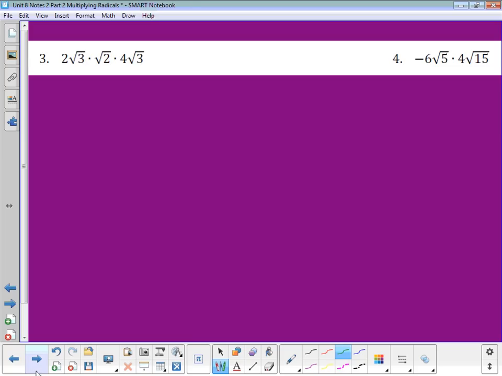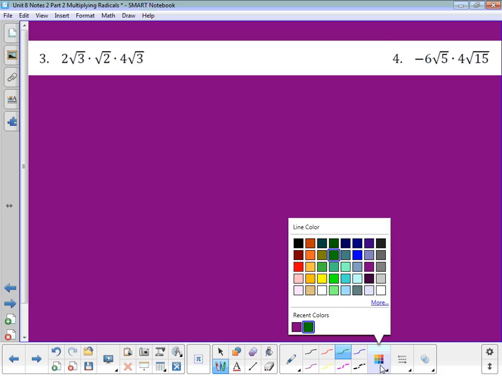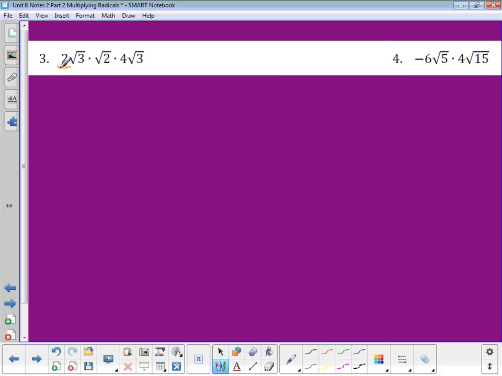All right, let's take a look at number 3. Again, we're multiplying outside of the radical and then inside the radical. To start off with, I'm going to multiply 2 times 4, because both of those are outside of the radical. 2 times 4 is 8. And then I'm going to multiply underneath the radical, which is 3 times 2 times 3, and that's going to give me 18. Now, don't tell me this is your answer, because it's not.